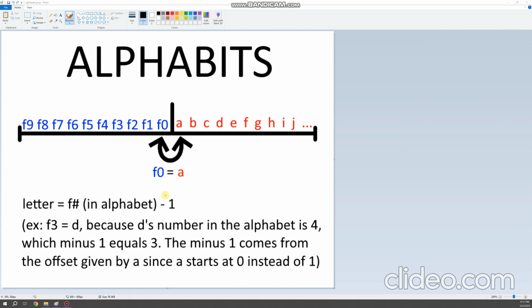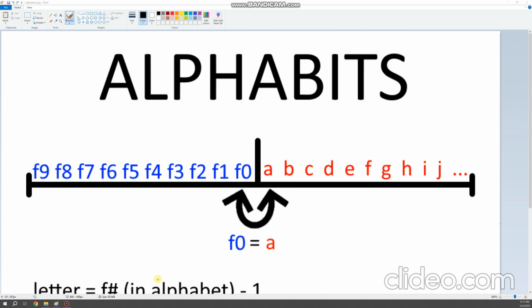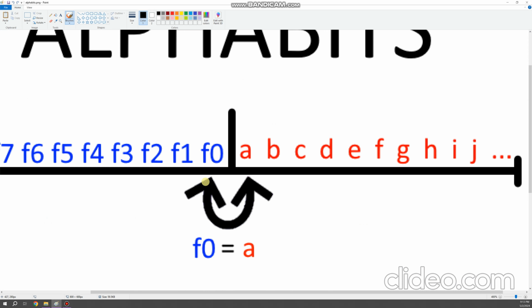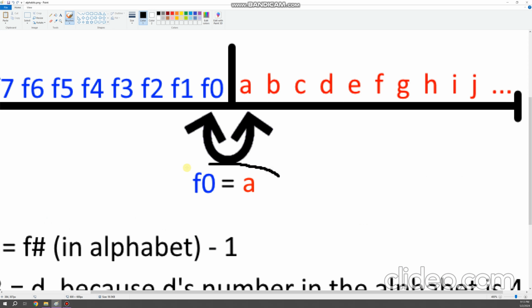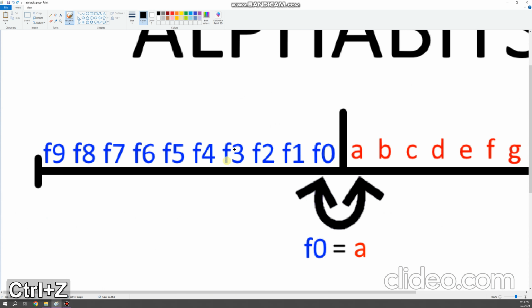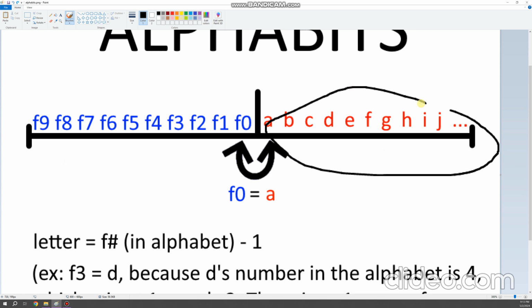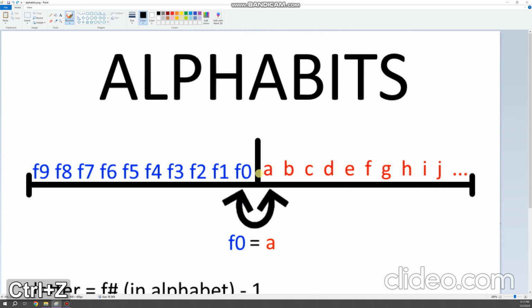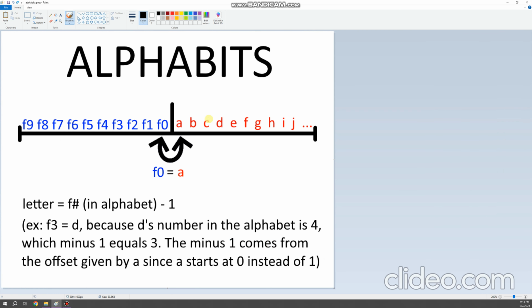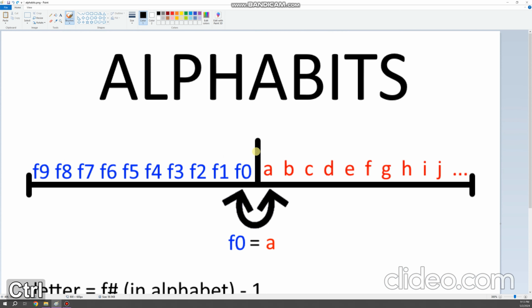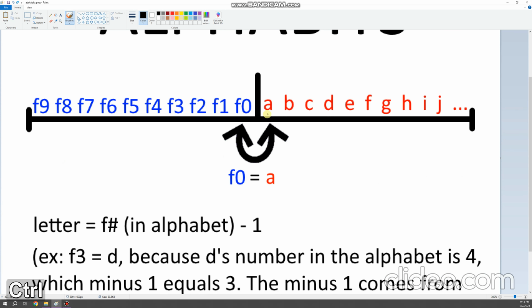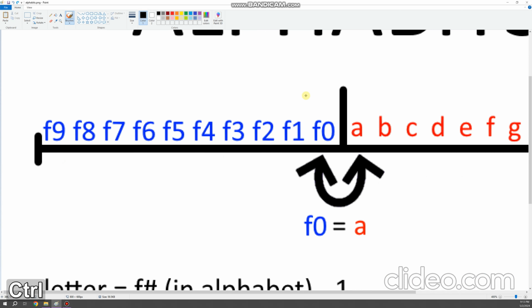So let's begin. You'll notice on the chart F0 equals A. So I'd like to introduce you to the numbers in alphabets, which are blue, and the letters, which are red, which will be very important later. So just remember that. F0 is equal to A. Think of this as a kind of number line.